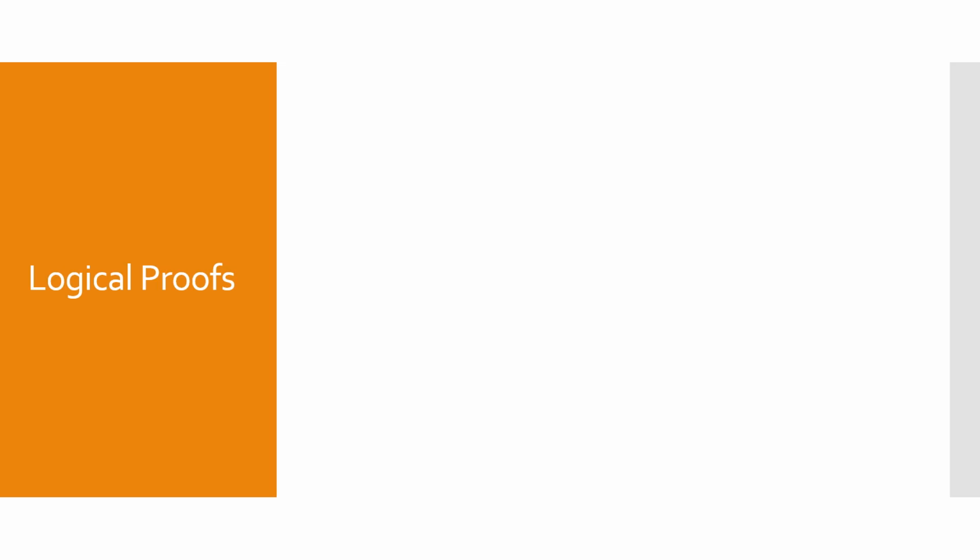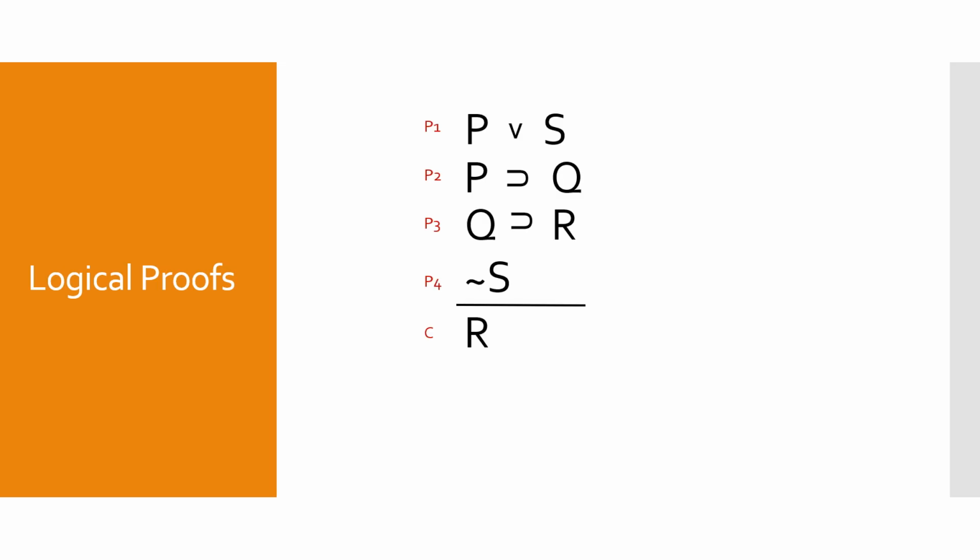So let's try another example. Now this one's a bit more complex, but it works. Premise 1 says it's either P or it is S. Premise 2 is if P then Q. Premise 3 is if Q then R. Premise 4 is not S, and the conclusion drawn is simply R.